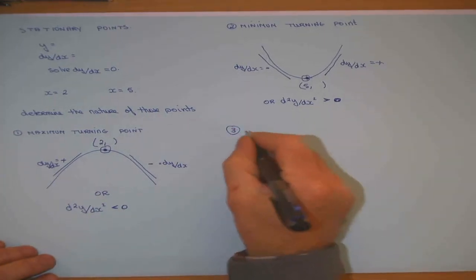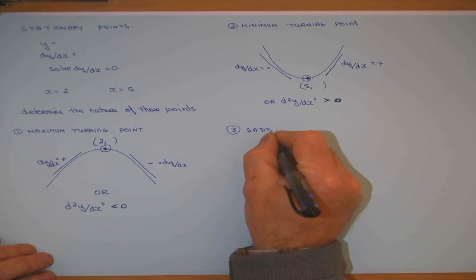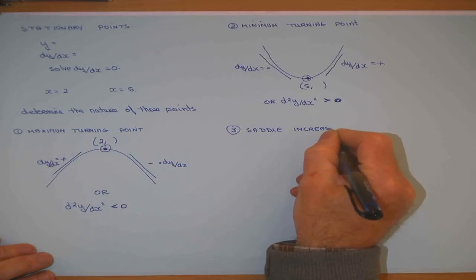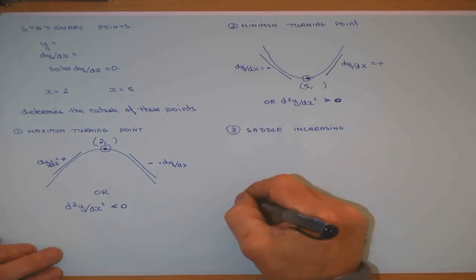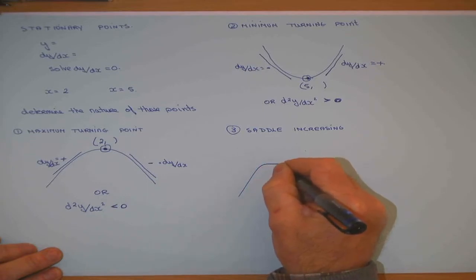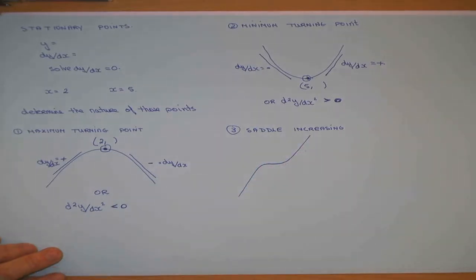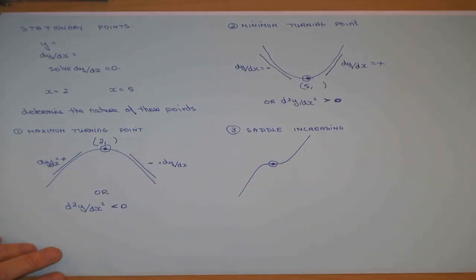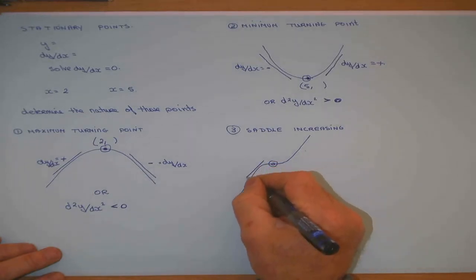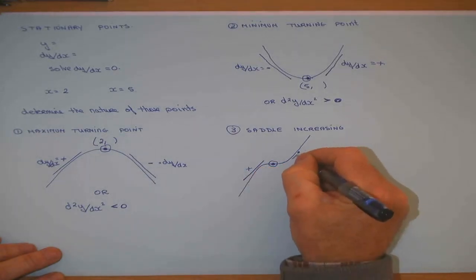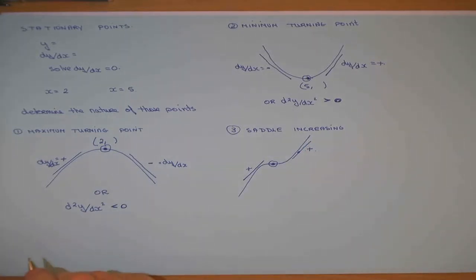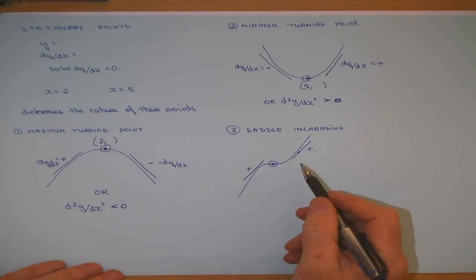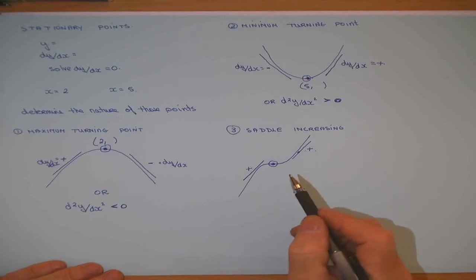Or third, it could be known as a saddle increasing. But these are the points I didn't do with you yesterday. In other words, the curve may be rising, level off, and rise again. And that will be the stationary point I would end up with. What's the slope on the left of it? Positive. And what's the slope on the right of it? Positive. So if you get the slope on the left of the point to be positive and the slope on the right to be positive, it is a saddle increasing.